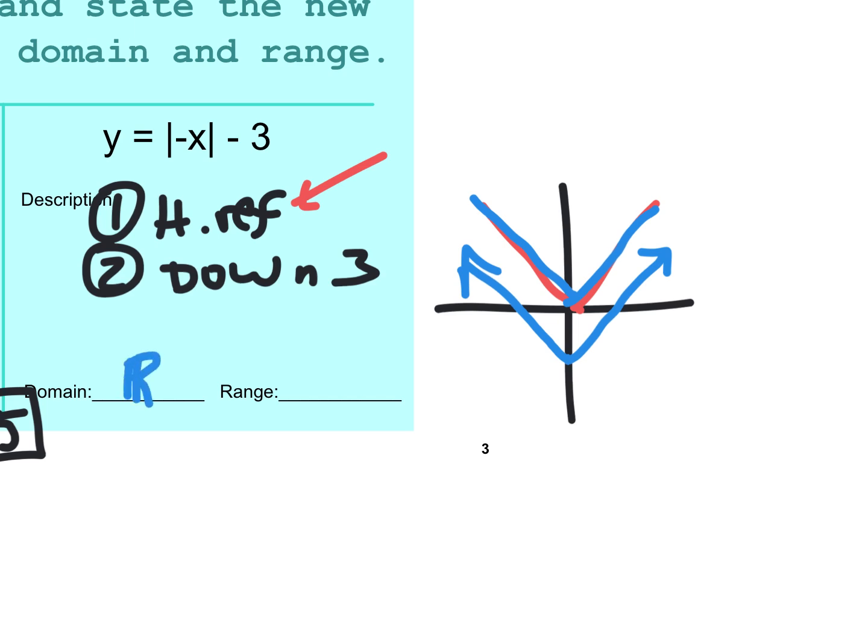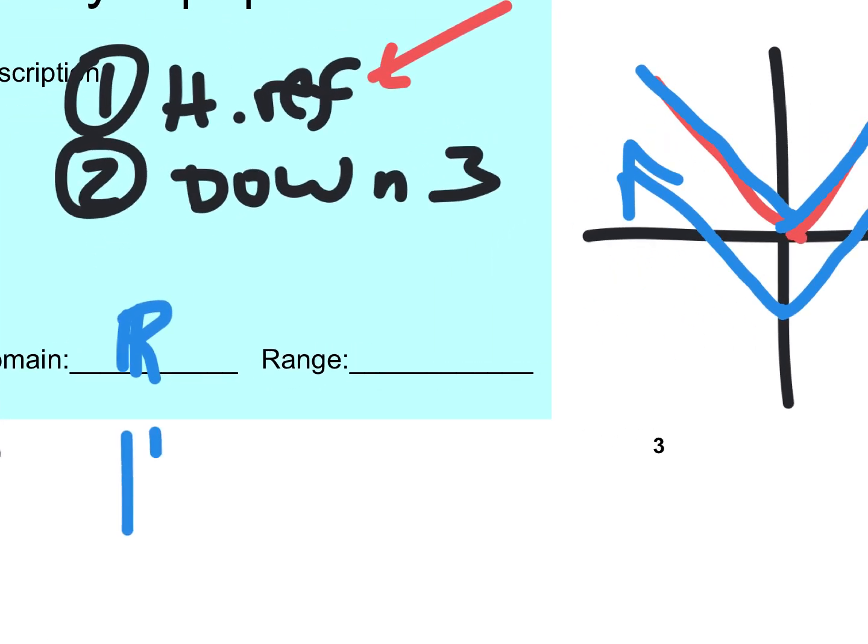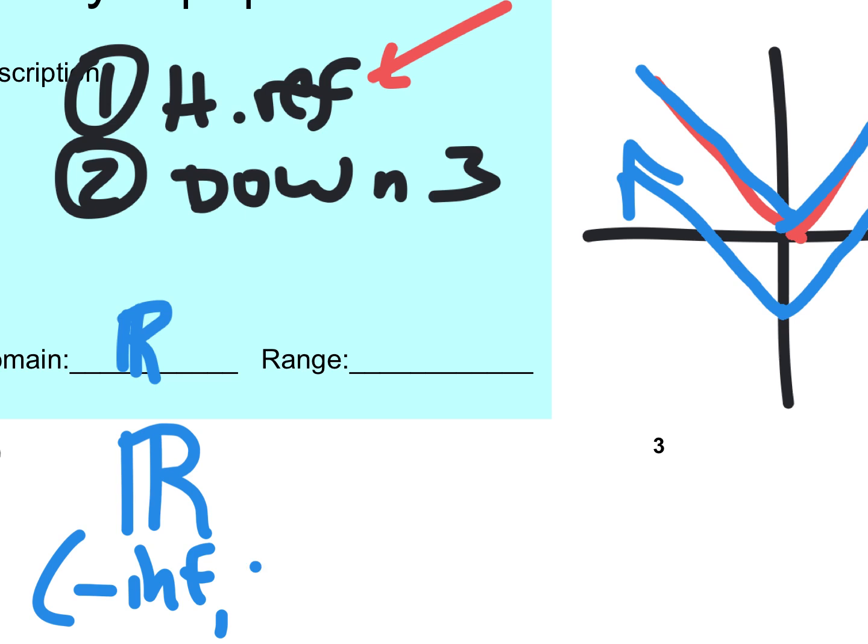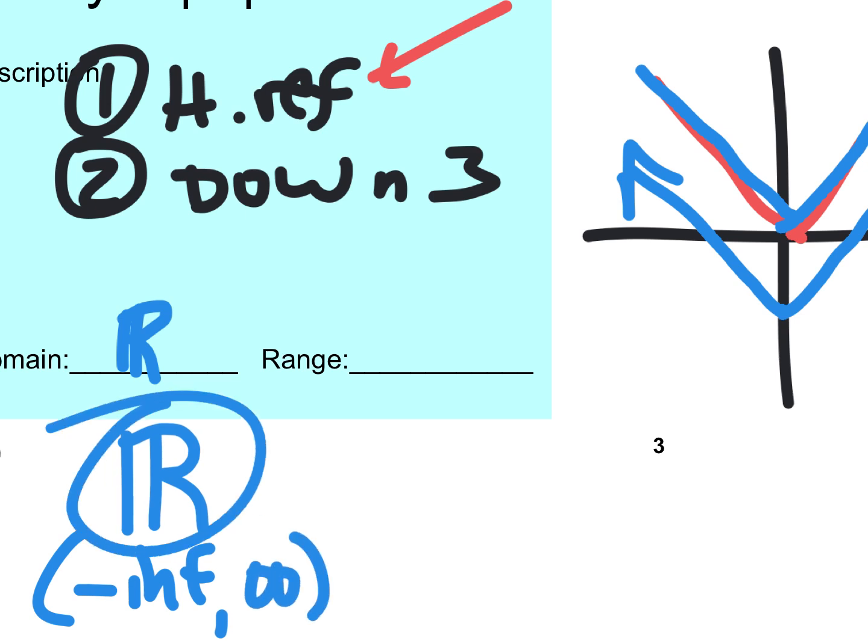I would accept this shortcut, which is kind of faster than writing negative infinity to positive infinity. I'll zoom in on it. It's a double bar with an R. That is an official math symbol that stands for all real numbers. So from now on, unless the problem specifically says you must use interval notation, then you'd have to write this. But unless it says that, I'd be fine with the double bar R, which is faster.